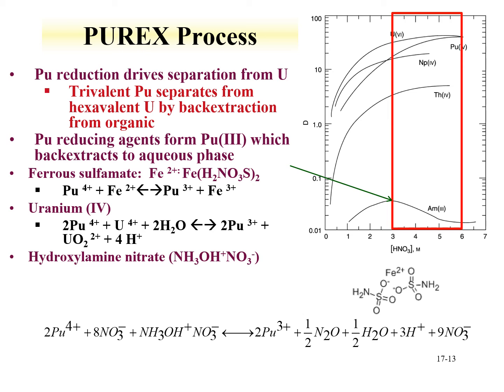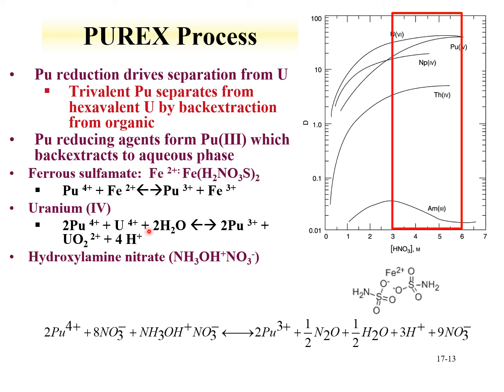Some of the reducing agents that have been used include ferrous sulfamate. So we start with an iron 2 compound, as shown here. With this ferrous sulfamate, the iron 2 gets oxidized to the 3, and plutonium gets reduced to the 3. One of the issues with using ferrous sulfamate is that at the end of the day you would have more waste in your system. Since you have this solid iron that you're going to have a hard time getting rid of, it would have to go into the waste form. Here's the sulfamate compound.